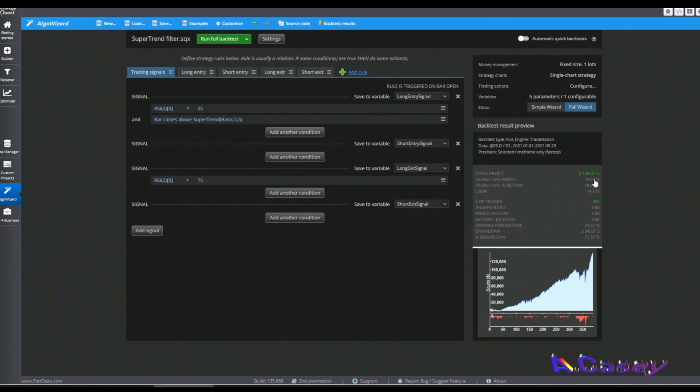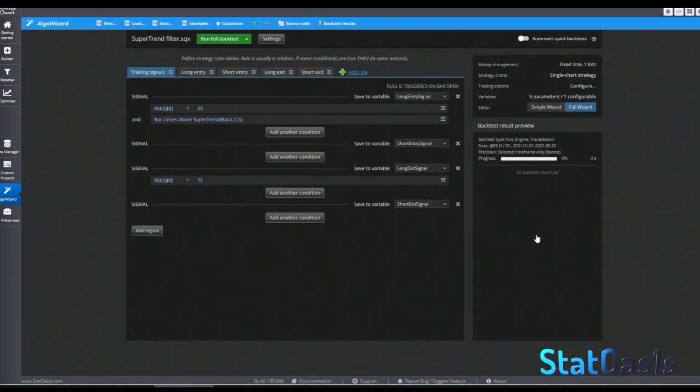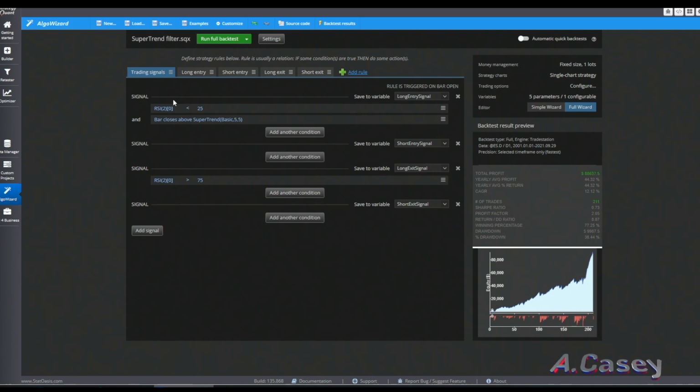So now we're making a 14.5% compound annual growth rate, but the return to drawdown is 4 because the drawdown is 71%. So with this filter, although I'm making a little bit less money, look at this now. The return to drawdown is double because I reduced my drawdown to half, which is now 38%. So this is how it works as a filter.